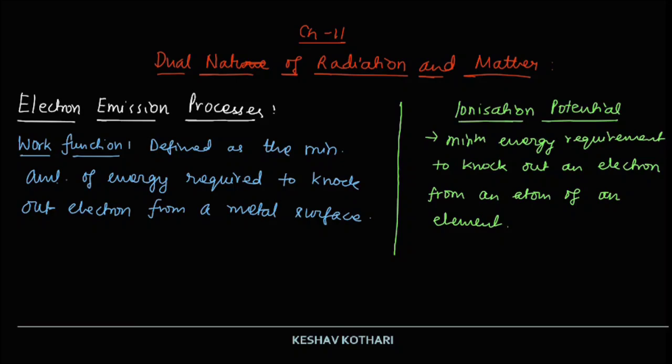Now there are several ways in which we can supply this work function to the metal surface, and based on the ways we classify them in various categories. So let us discuss them. The various ways of electron emission. When we say ways of electron emission, the first way is regarded as thermionic emission.